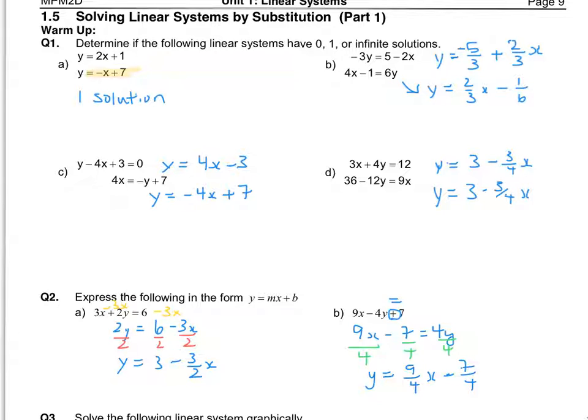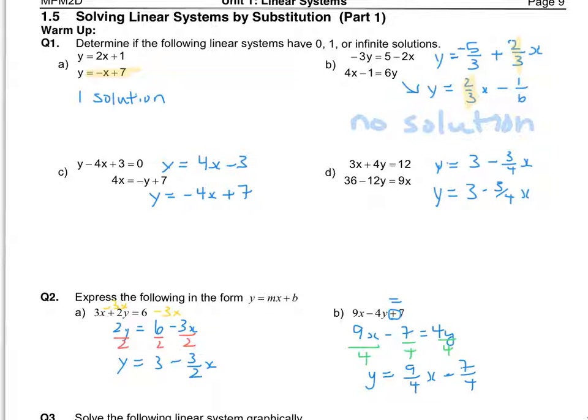Part B, I rearranged those equations to get y equals mx plus b form so I could compare slopes, and I noticed right away that my slopes are the same. Sorry, a positive 2/3 and a positive 2/3. But then we have different y-intercepts. So those are going to be parallel but distinct lines. Those will have no solutions. No solution to that system.